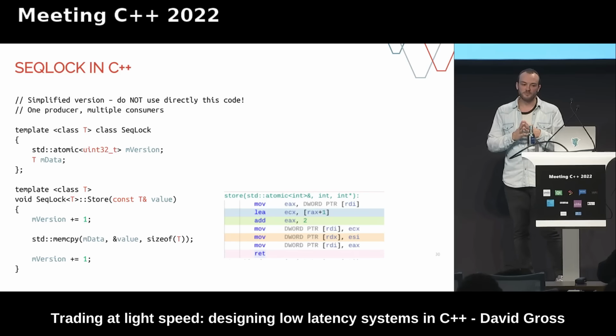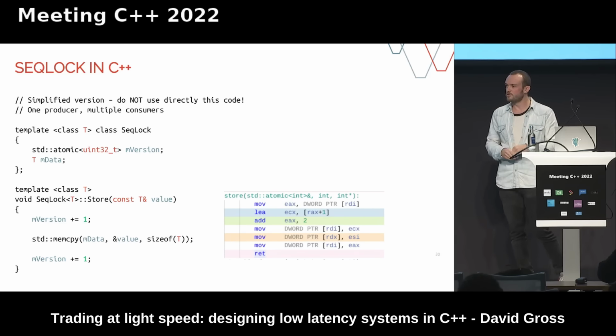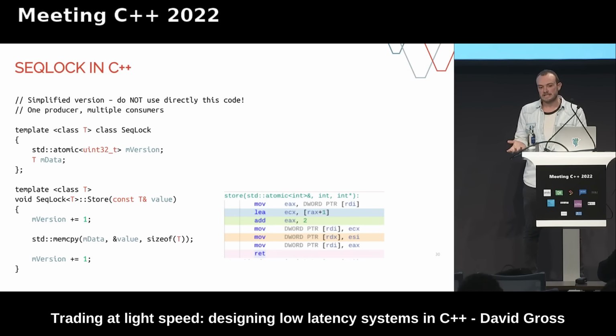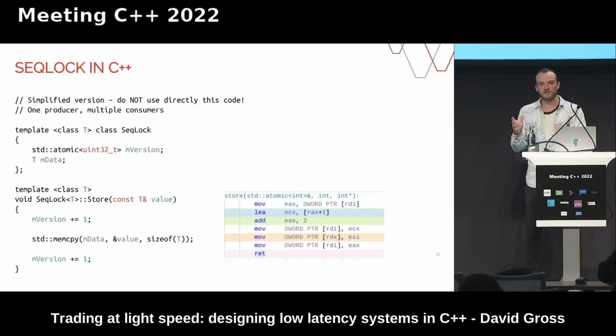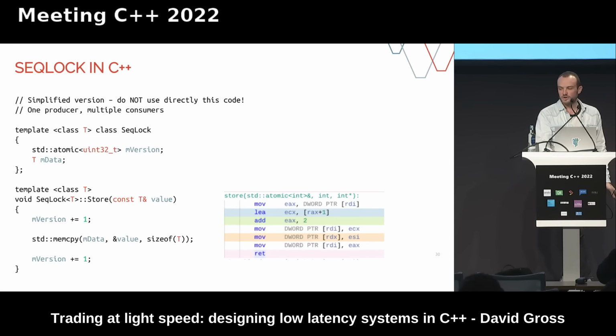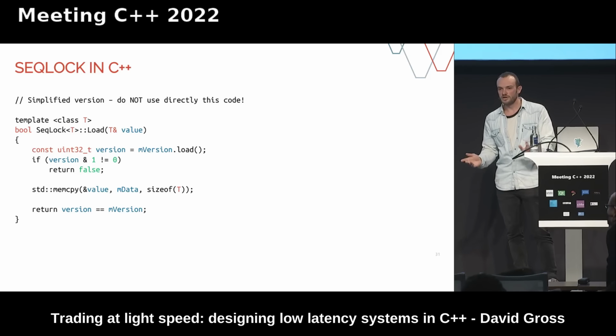On the right, I have the assembly, not of this version, but of the version you can find in the links at the end of my slides. And it is as fast as you can get. You don't even have any lock. Well, this is on Intel, of course, on x86. You don't have any prefix lock instruction. So it's fast. So you might be wondering, where is the trick? Well, the trick is in the reader. The reader is a bit special.